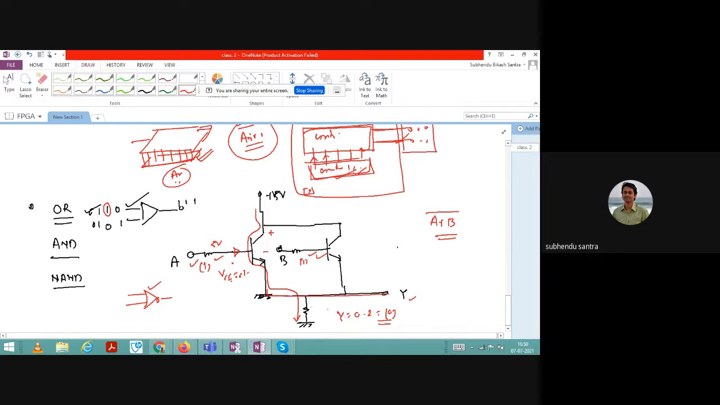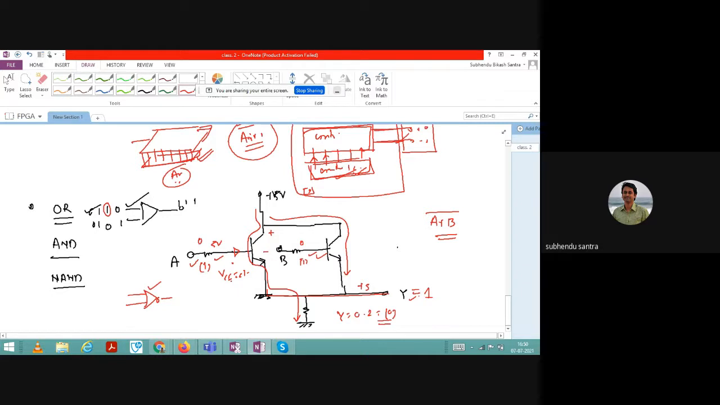Can you answer that question? What will be the output? Let us say I am giving 0 here, and here also I am giving 0. So what will be the output? Since there is no current, the 5 volt will appear here. So in that case it will be 1.